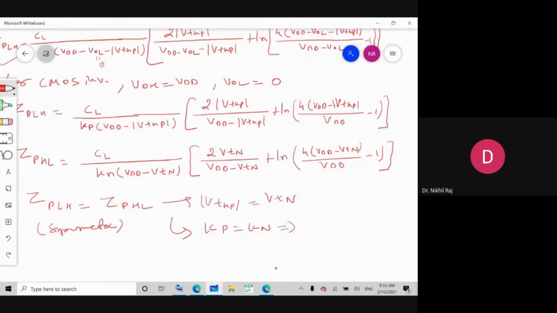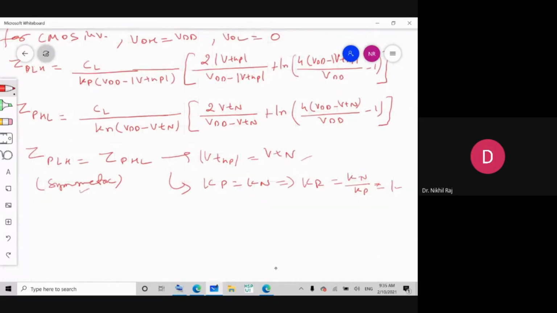If you recall your Kr expression, what was your Kr? Kr was given by Kn by Kp. So this should be equal, which means Kr should be 1. So for the symmetric inverter, we need the same threshold voltage for the transistors, and we also need the Kr ratio to be 1.